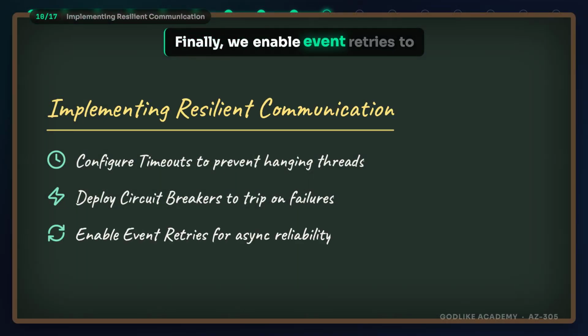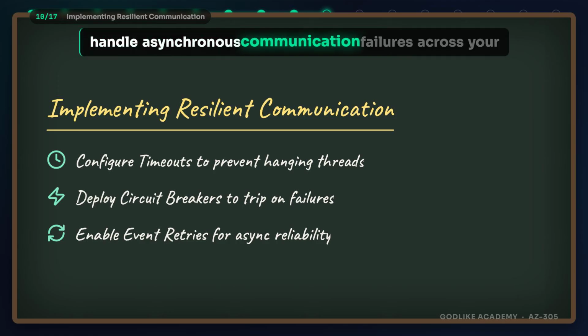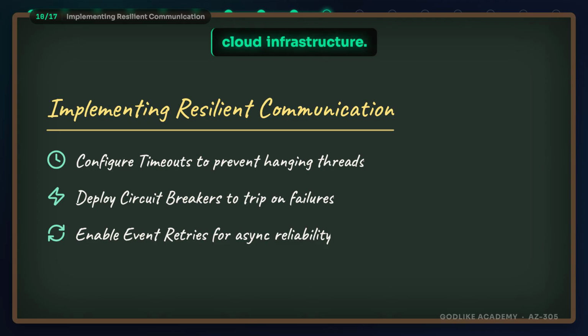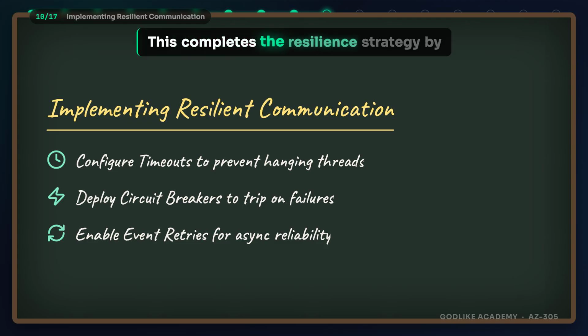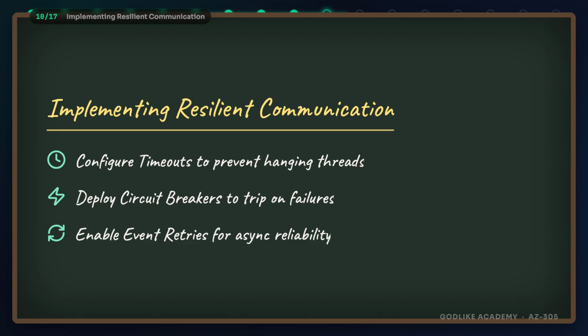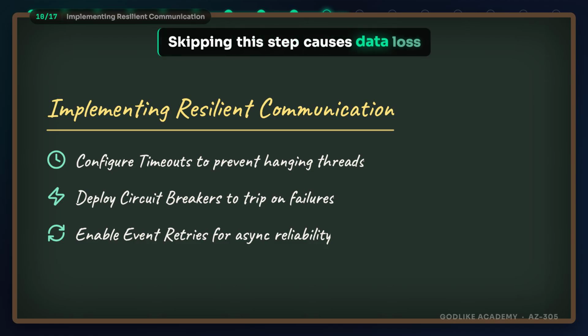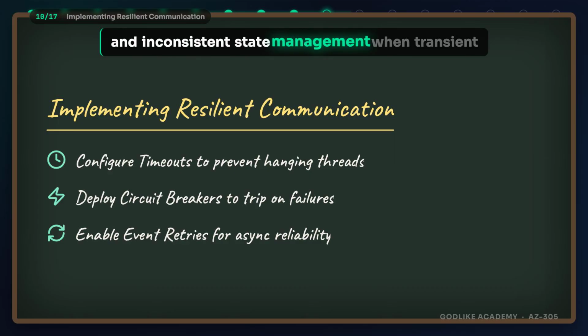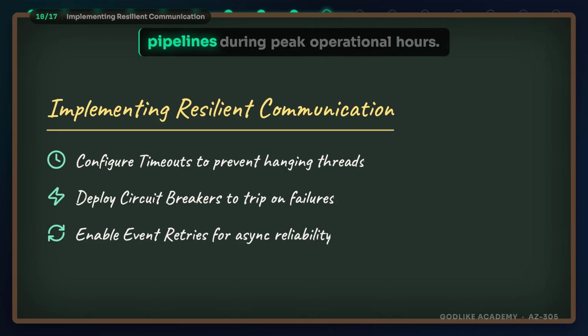Finally, we enable event retries to handle asynchronous communication failures across your cloud infrastructure. This completes the resilience strategy by ensuring messages are processed reliably or routed for manual inspection when errors persist. You will configure this behavior using Azure Event Grid topics and subscriptions. Skipping this step causes data loss and inconsistent state management when transient network issues interrupt your message broker pipelines during peak operational hours.